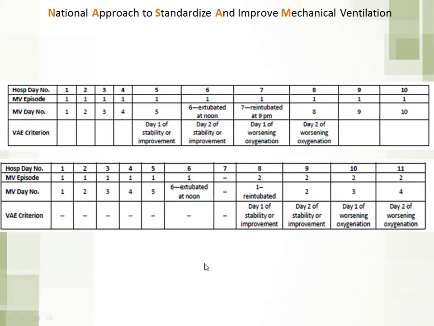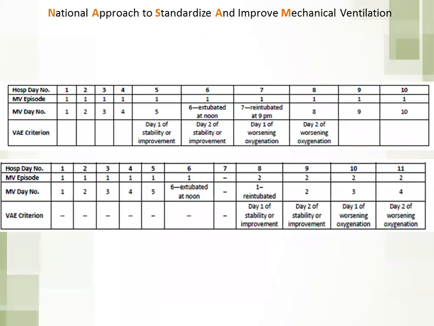In the second example, you can see that the mechanical ventilation numbers there are 1, 2, 3, 4, 5. In these days, the patient was on the ventilator. On the 6th, the patient was extubated at noon. But any part of the day, even 1 hour, that the patient was on mechanical ventilation is counted as a mechanical ventilated day. So on the 6th was extubated. On the 7th, 12 to 12, the patient was not on the ventilator. And then on the 8th hospital day, the patient was reintubated.